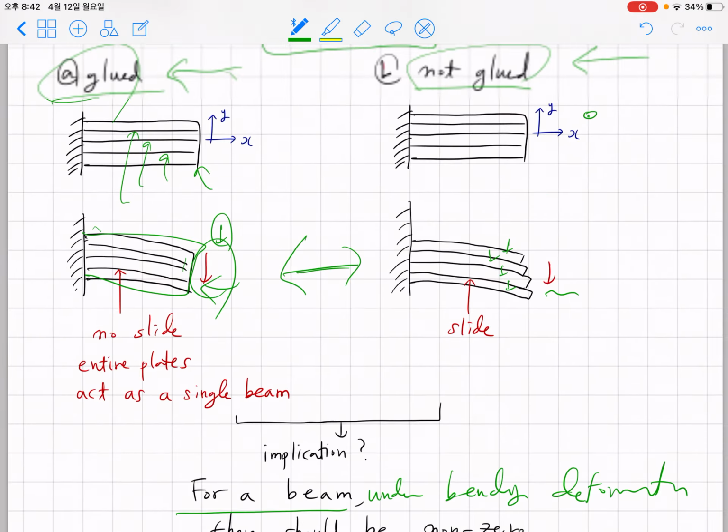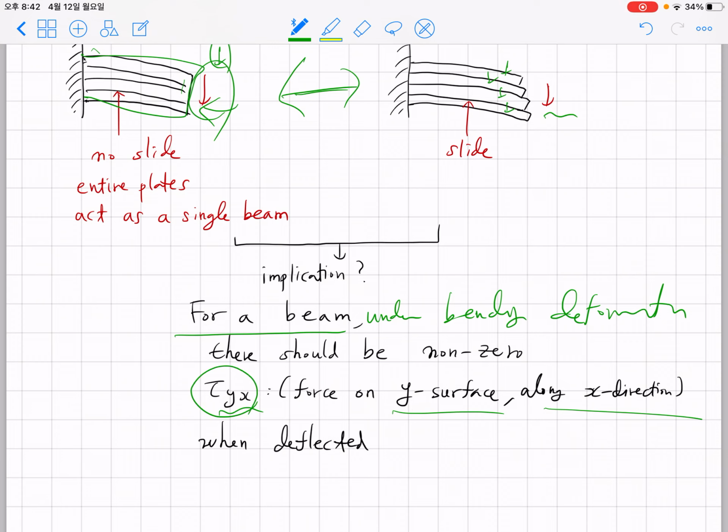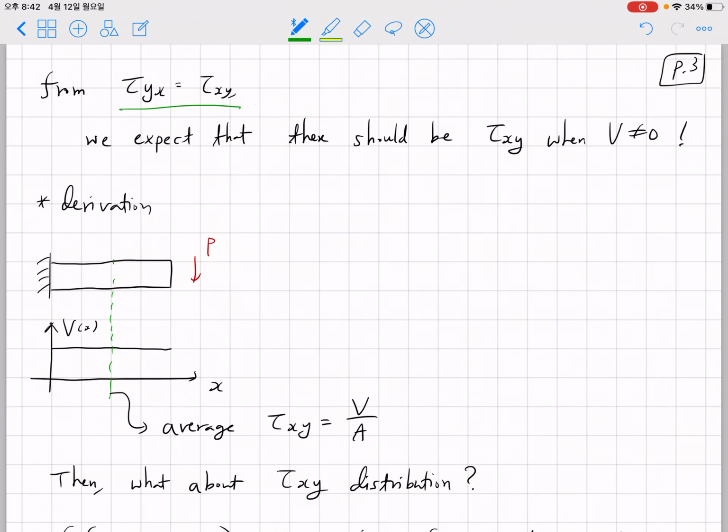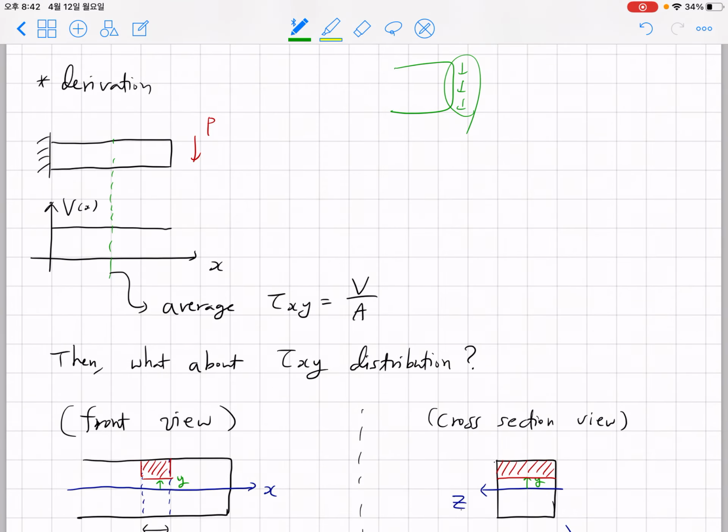Of course, if you somehow obtain this tau yx, which is force in that direction or stress in that direction, then out of this mechanical equilibrium condition, tau yx equals tau xy. You can obtain tau xy, which is the distribution over the cross section. Okay, so let's try to derive. So the first simple example you can imagine would be something like this. You have a simple cantilevered beam, and you have one point downward force at the right end of the beam.